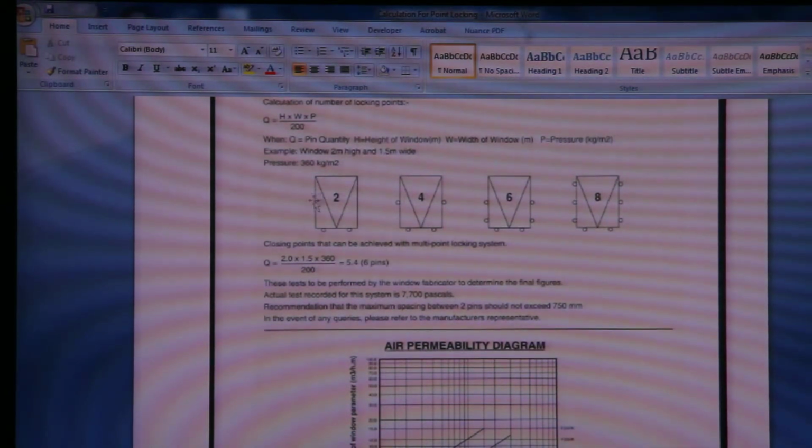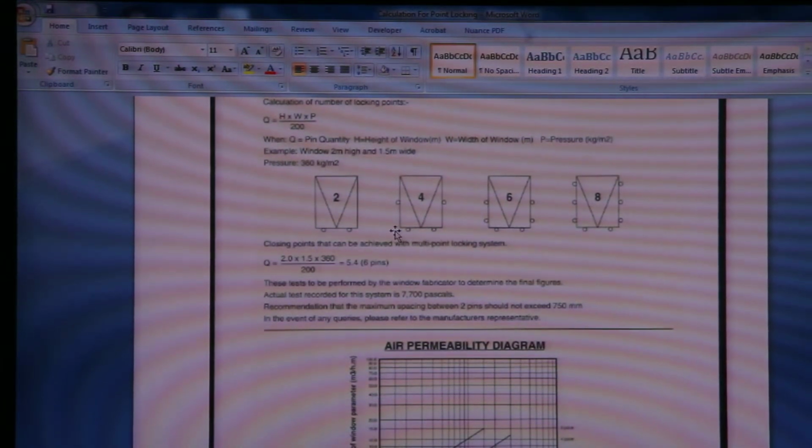In the 2-point locking system, we should give the locking points in the horizontal direction at both the left and right ends. And in the 4-point locking arrangement, we should give the locking points at both ends, left and right, and in the vertical direction, 1 locking point at the middle.